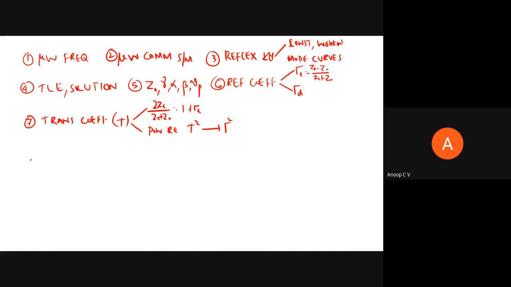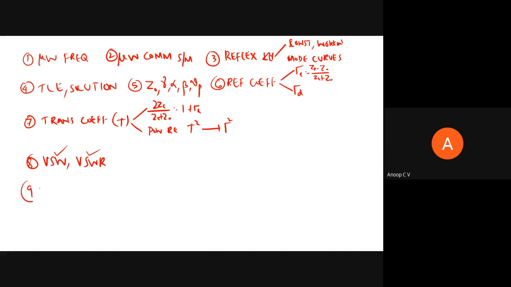Then the eighth one is voltage standing wave and voltage standing wave ratio. In this again, we should be able to define what is voltage standing wave, what is voltage standing wave ratio, what is the position of maxima, minima, and so on. Many things are there.